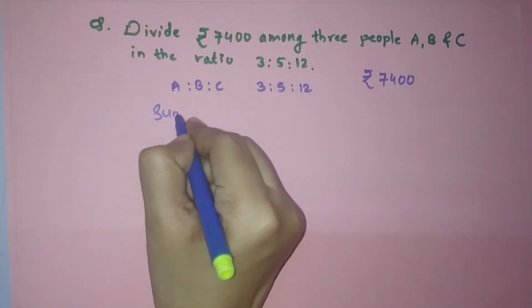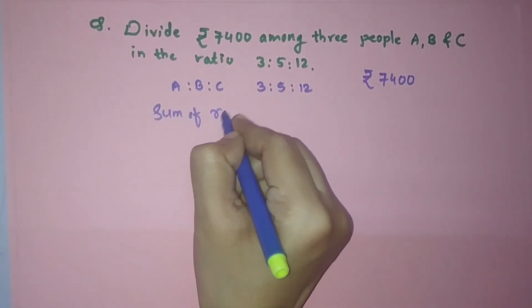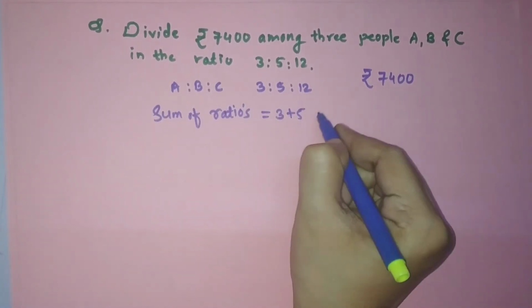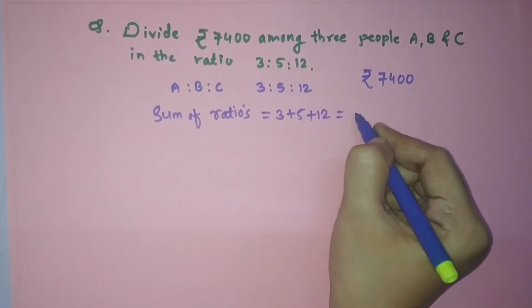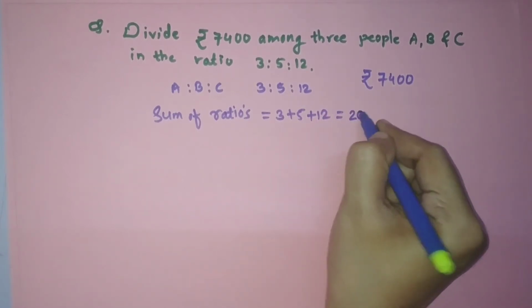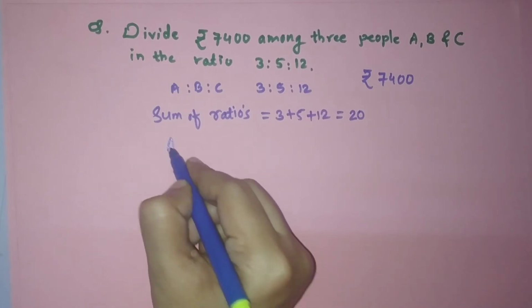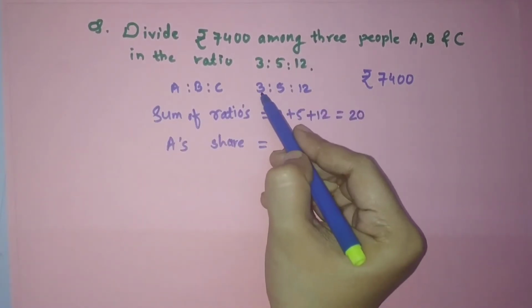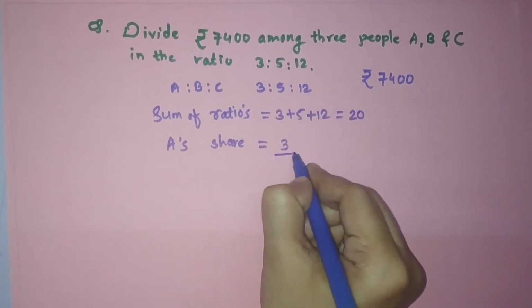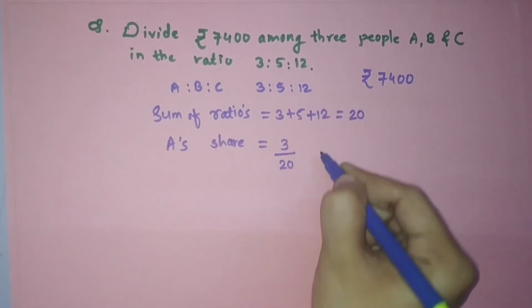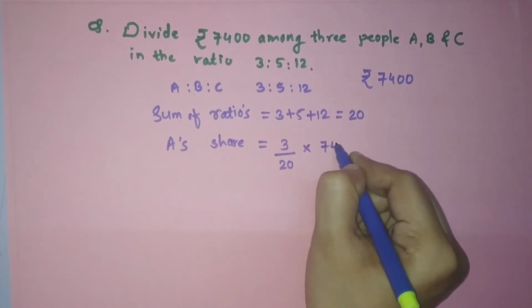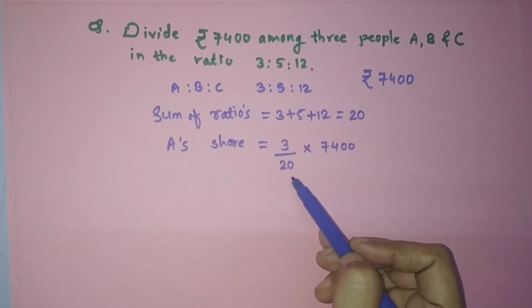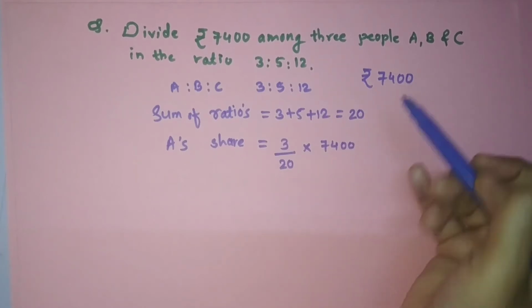So we'll get a sum of these 3 ratios. So the sum of these ratios is equal to 3 plus 5 plus 12. So we'll get, friend, 8 plus 12, that is 20. Now we'll write A's share will be what? So A's part is what? 3 out of this 20, and the total amount is what? 7,400. So here A's share is 3 upon 20 multiplied by 7,400.